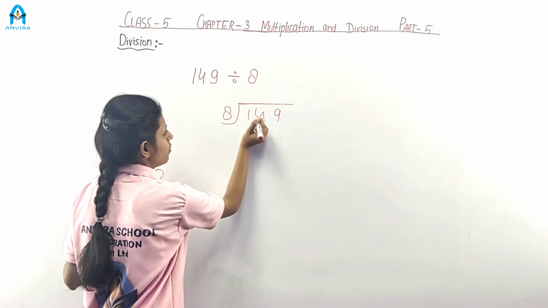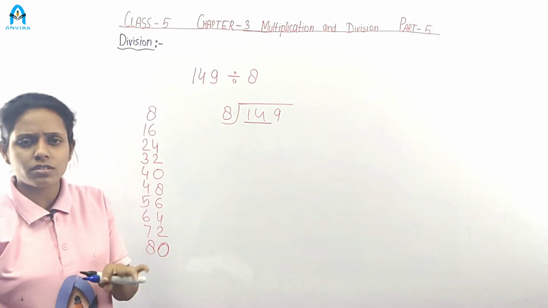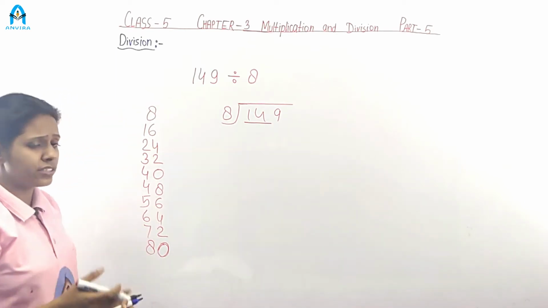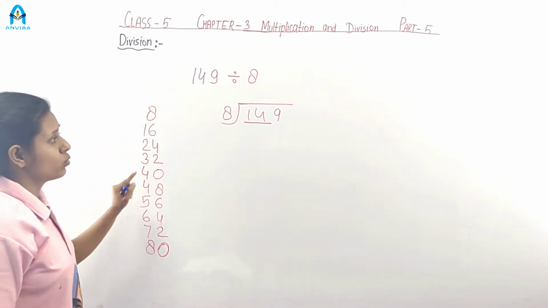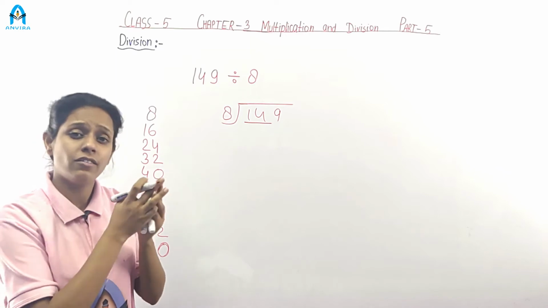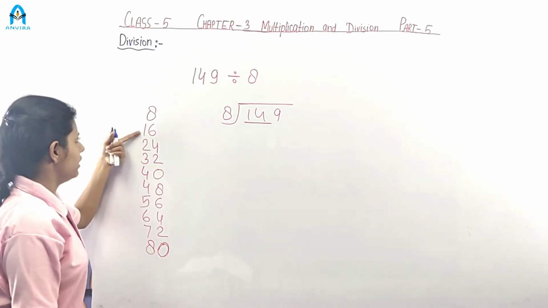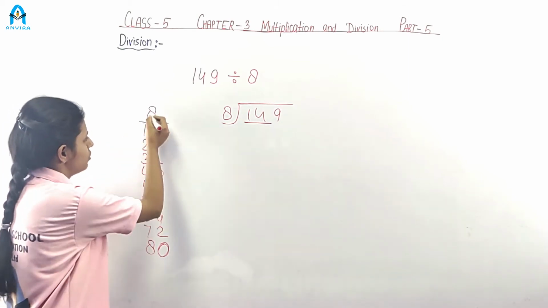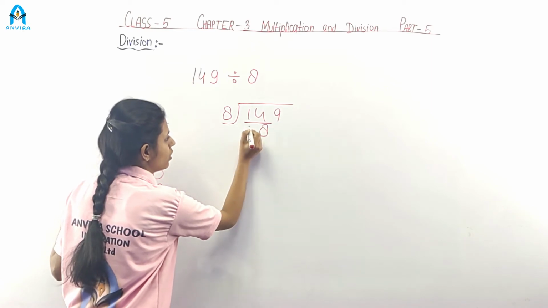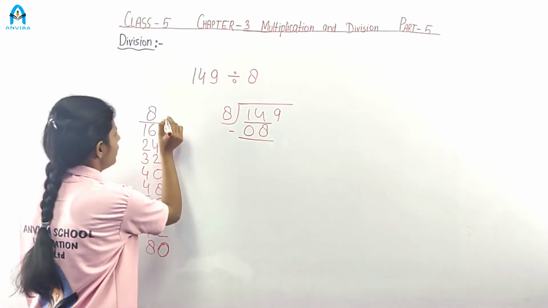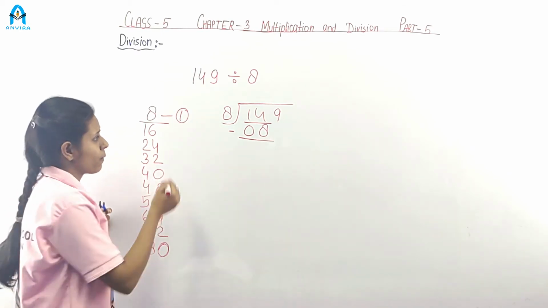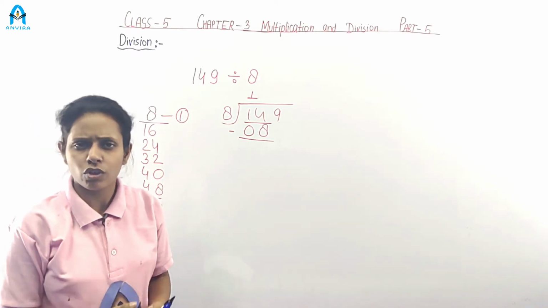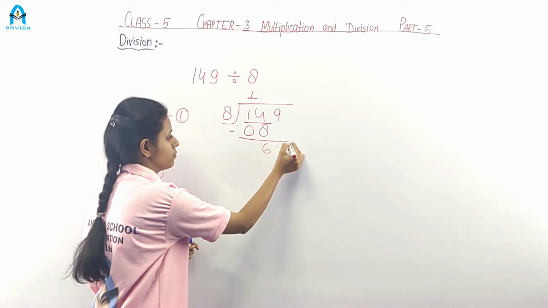So this is 14. The first 2 digits are 14. So let's check. Does this come in its table or not? No. So now we want the number smaller than 14. So 8 and then 16. 16 is bigger than 14. So just take this now. This is 8, so here we write 1. 8 goes into 14 one time. So 14 minus 8 is 6.